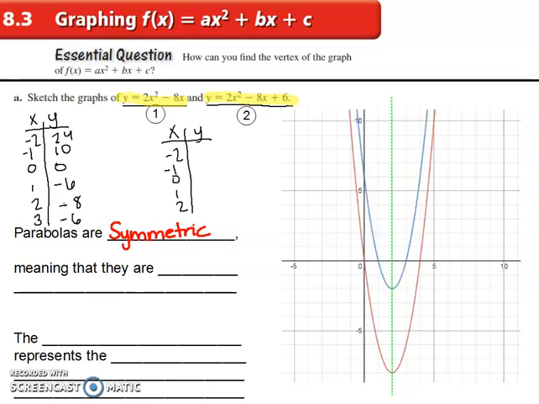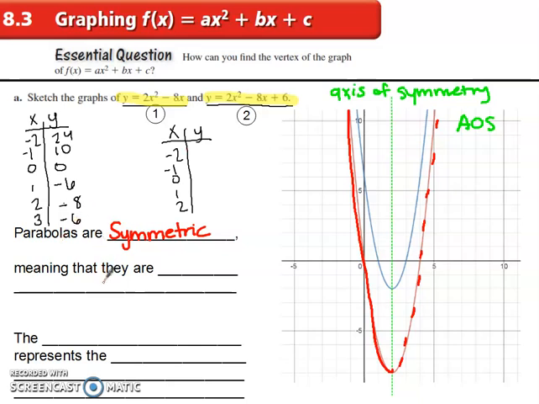Same thing for my red graph. If I look at the left-hand side of my graph, if I folded my paper directly on that green line, it would stamp perfectly on top of the other half of the graph. We call this green line that I've drawn our axis of symmetry, or AOS, as you will see it abbreviated many times throughout our notes.